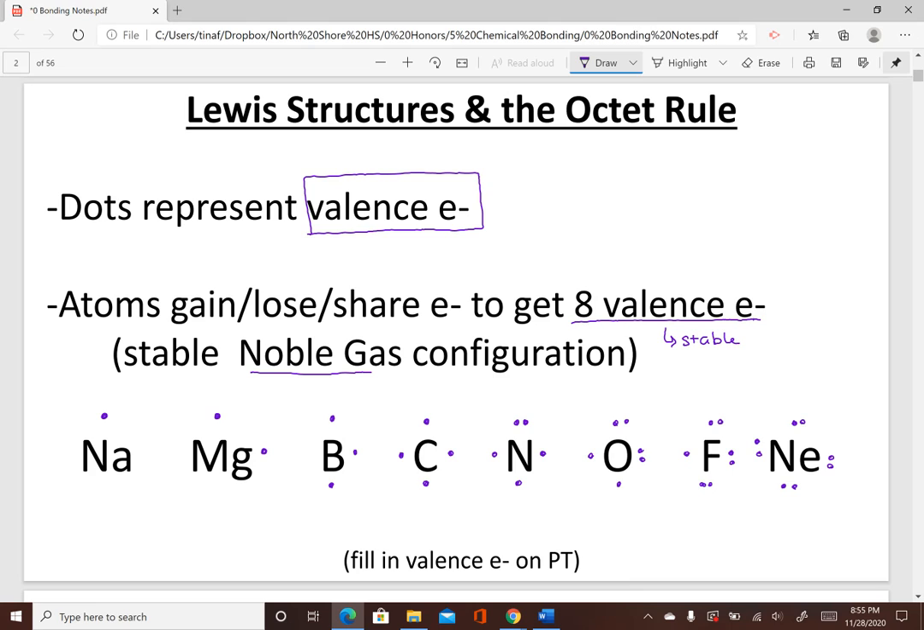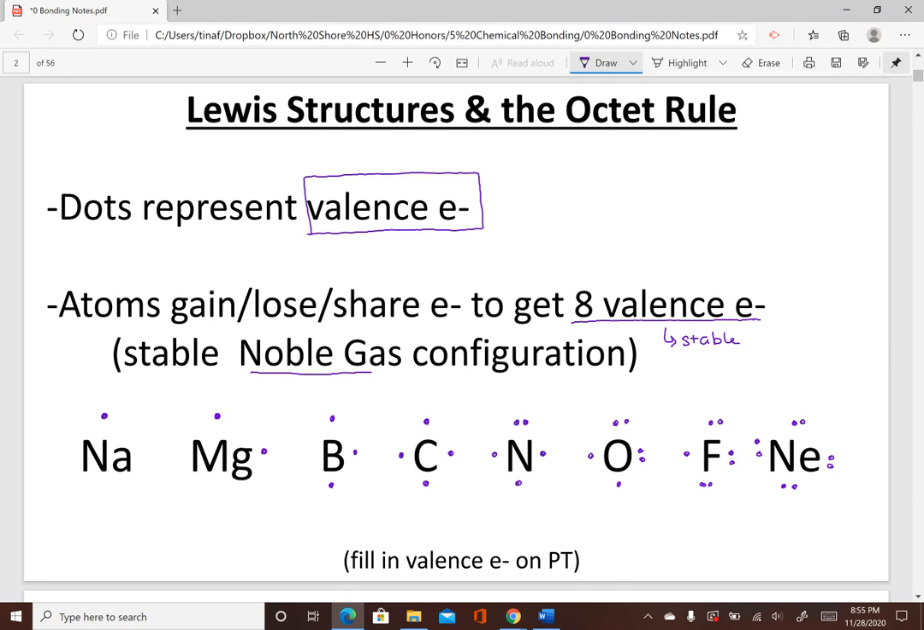So because neon doesn't have any openings, it's got 2 electrons on each side of its symbol. It doesn't need to bond with anything else to get a full valence shell. So it already has 8, it's already happy. If you look at every other element that we drew a Lewis dot diagram for, none of them have 8 valence electrons, so none of them are chemically stable.